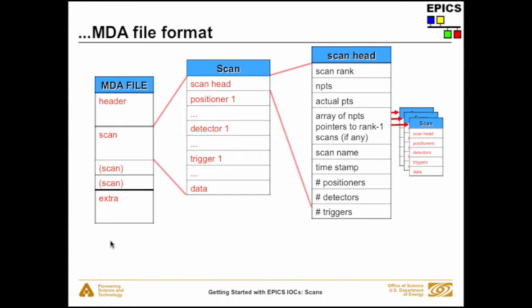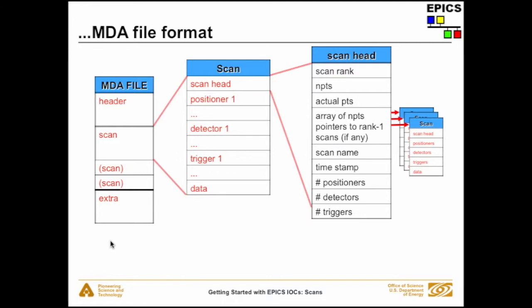The scan records, or the scan elements of this file, go like this. At first there's a scan head, which has a whole bunch of information: the number of points, the number of points you actually did acquire if you didn't acquire all the points you said you were going to acquire, an array of pointers to other scan records if this is a multidimensional scan, the name, the timestamp, and then the number of positioners, detectors, and triggers.